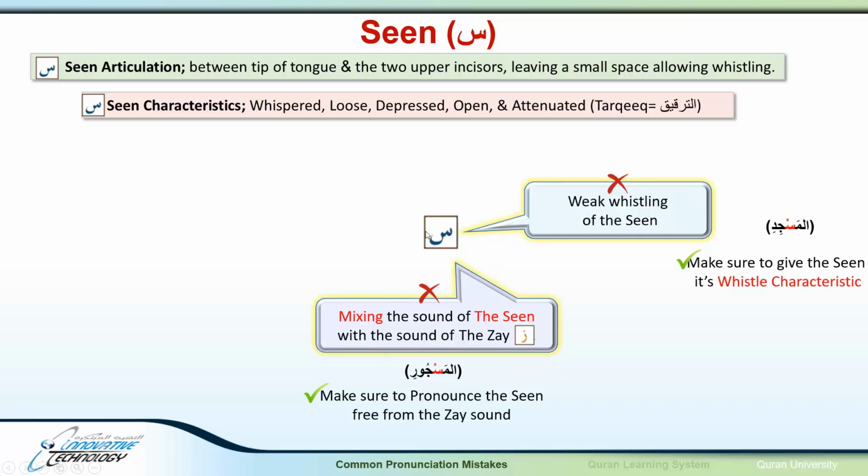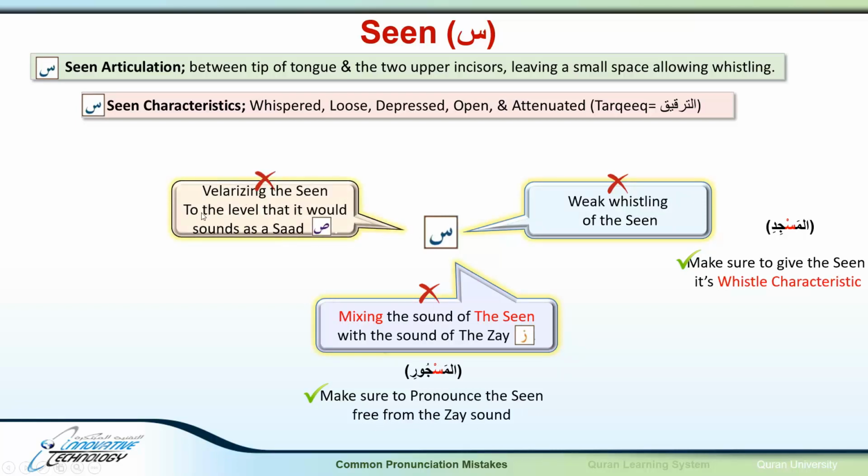And the third common mistake for the sin is velarizing the sin to the level that it would sound as if it is a sad. An example of that is يسطرون. We're replacing the sin with the sad. The reason for that is having the ta. The ta is a velarized letter, and the speaker would subconsciously tend to also velarize the letter preceding it, the sin. And in that, it would result in يسطرون. Both will be velarized letters, sad and ta.